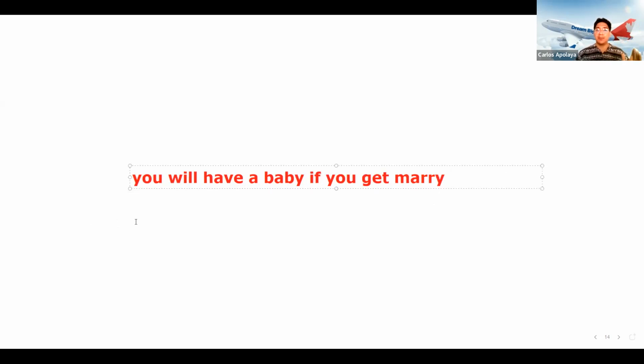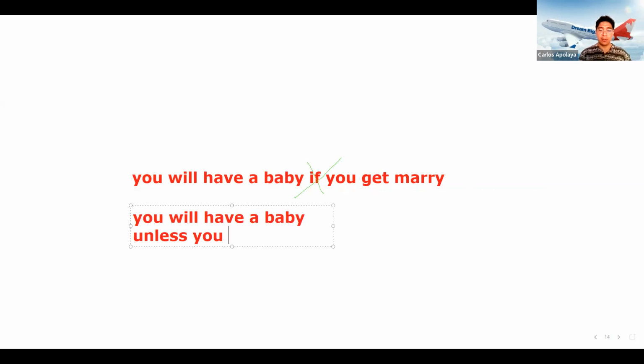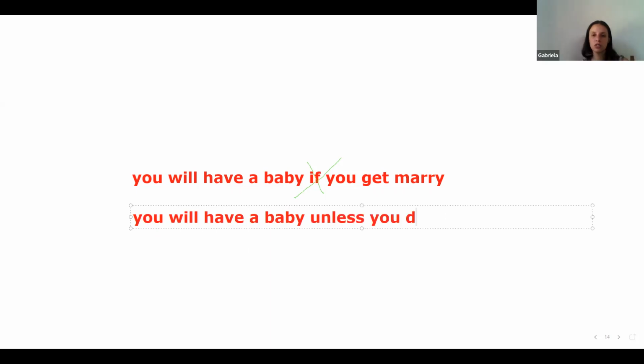¿Qué dijo Carlos que hagamos? Borrar. ¿Y qué hago? Unless you get married, you don't get married. Ahora, suenan para nosotros, para españoles, ¿no? ¿Es natural tener un negativo en el inglés? No. ¿Qué hago? Lo borro y aquí, ¿qué hago?